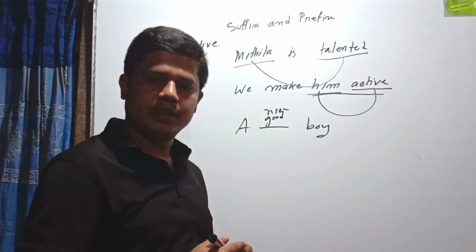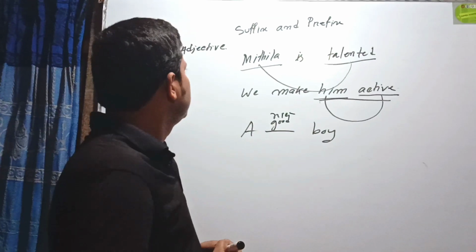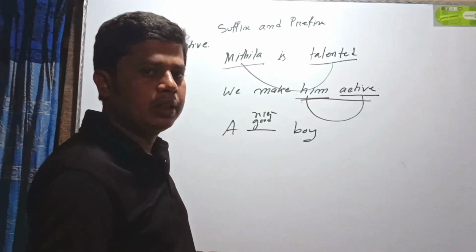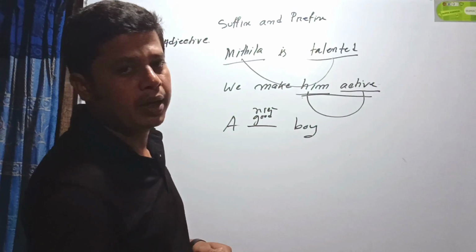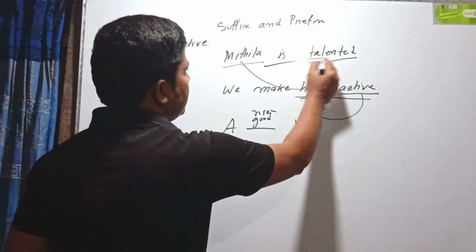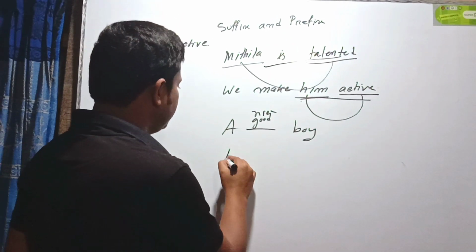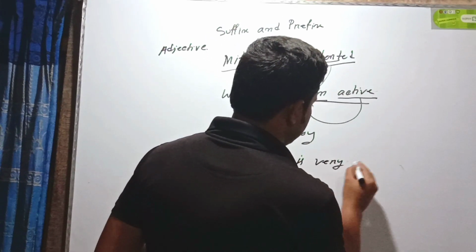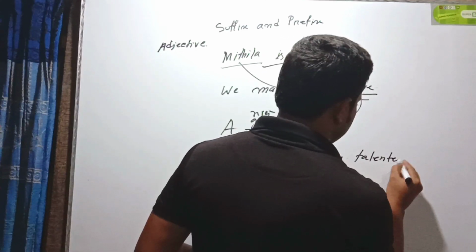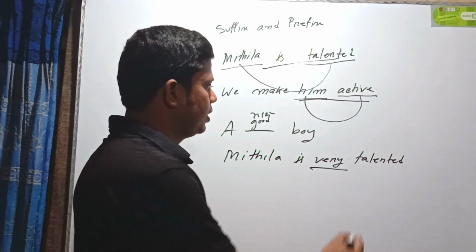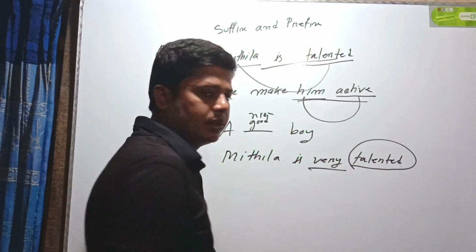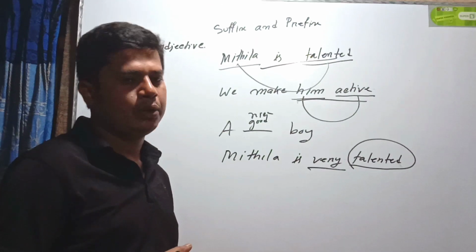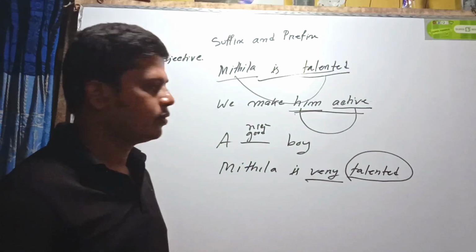Dear students, is this clear to you? Then we can also say that an adjective sits after an adverb, such as Mithila is very talented. Here very is an adverb and talented is an adjective. Dear students, is this clear? Okay, fine. Now we will go to verb.